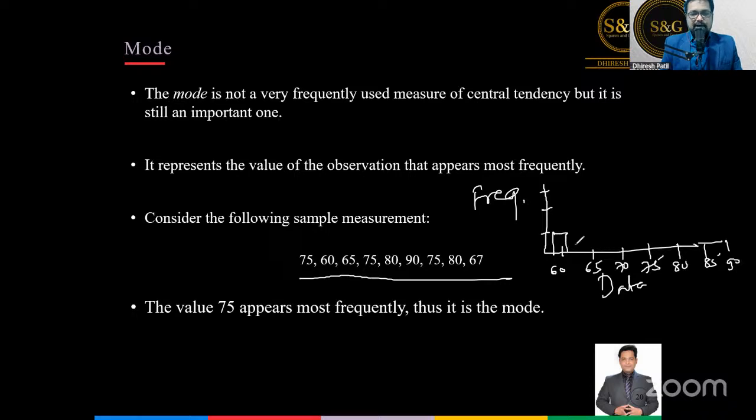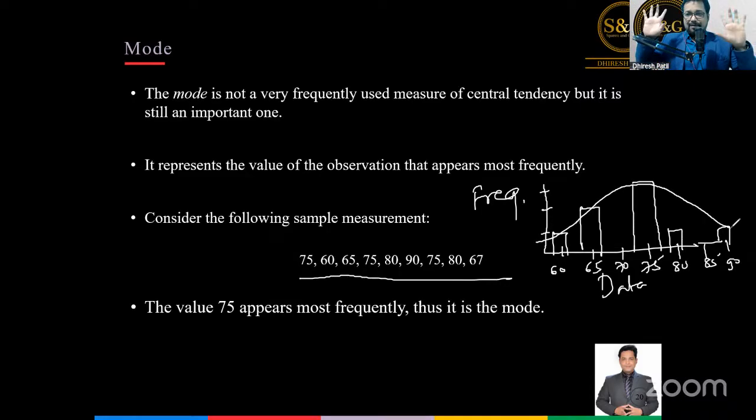Then we have 65, में कितना है? 65, 67 would come together. So it will be like this. 70, there is nothing in 70. 75, we have 3 data points. So I'll have 3 data points like this. 80, I have 1. And 90, I have 1. So this is a distribution of the data. Are you clear? Clear है everybody? Just give me yes in the chat box.